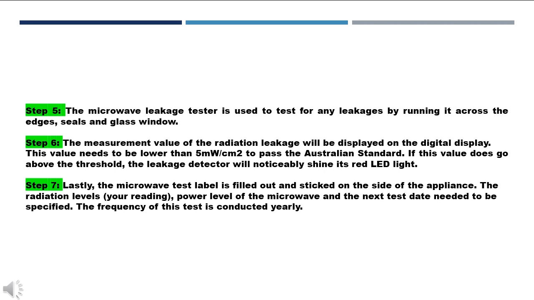Step 7, lastly, the microwave test label is filled out and stuck on the side of the appliance. The radiation levels, the power level of the microwave, and the next test date need to be specified. The frequency of this test is yearly.